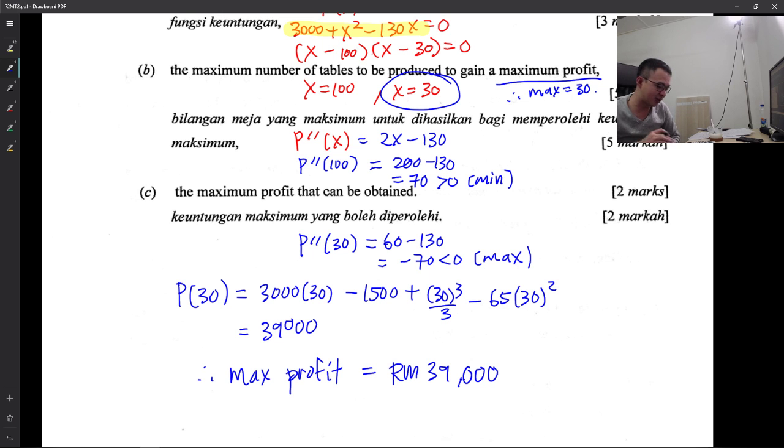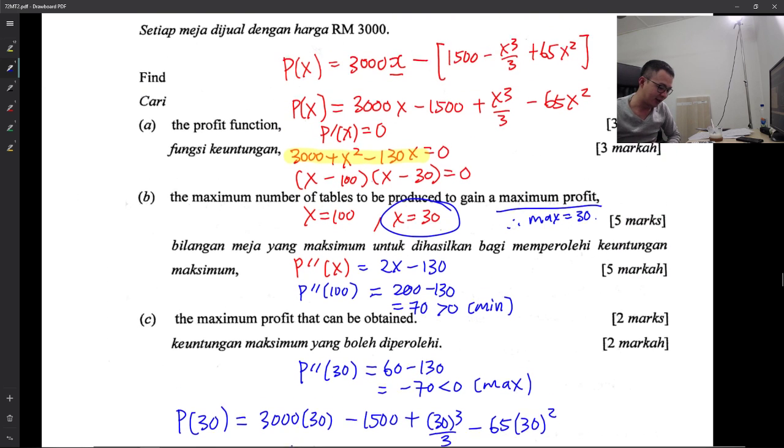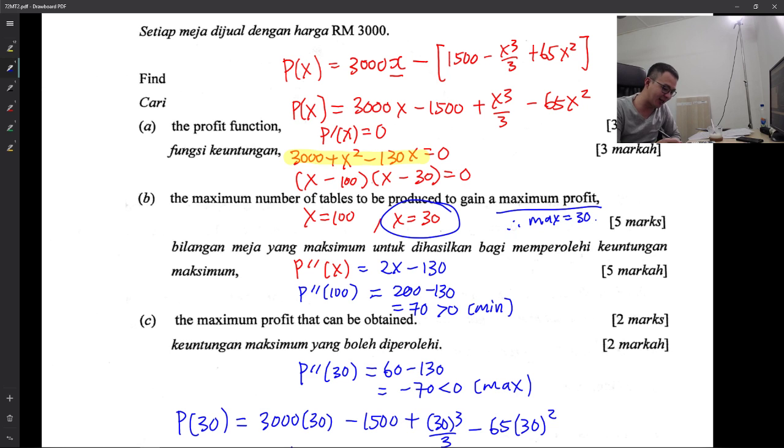I got lost at 2x minus 130. Okay, 2x minus 130 means I differentiate the highlighted one. Do you see the P prime? This is the first derivative. So if I differentiate 3,000 plus x squared minus 130x, then I will get 2x minus 130.